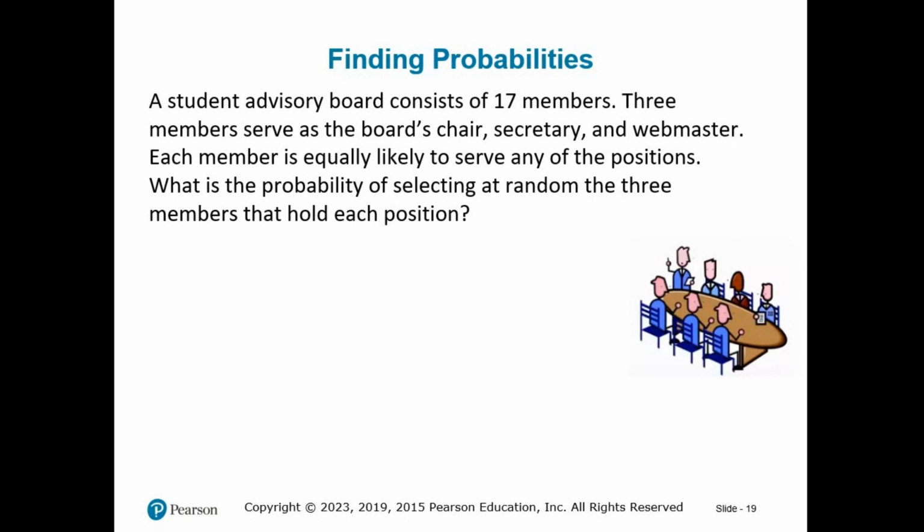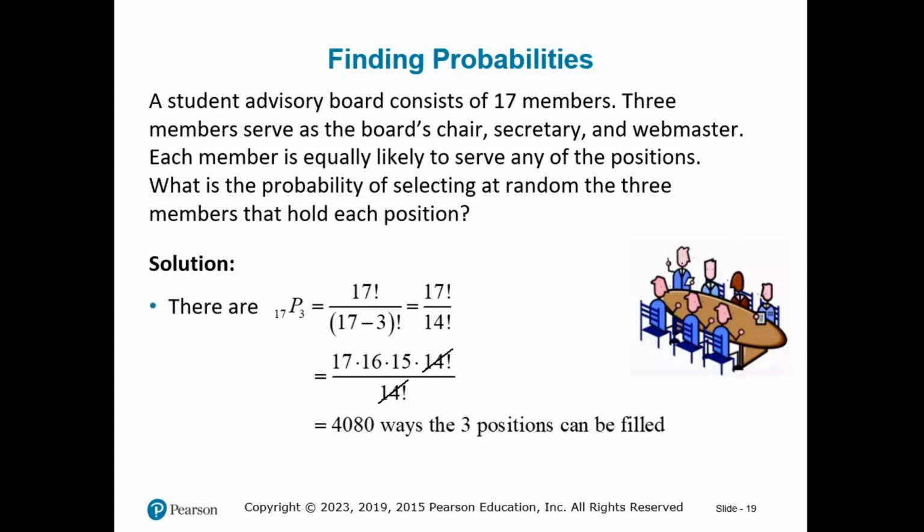So there are 17 members, that's our N. There are 3 positions, that's our R. So we can use the formula N factorial divided by N minus R factorial. So 17 factorial divided by 14 factorial. We can factor out 14 and everything after it, so we're left multiplying 17 times 16 times 15. Or, of course, you could have done all this with your calculator. You would have found 4,080 ways the 3 positions can be filled.